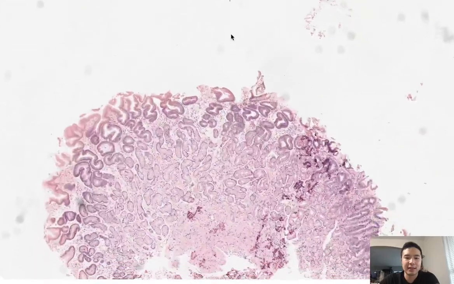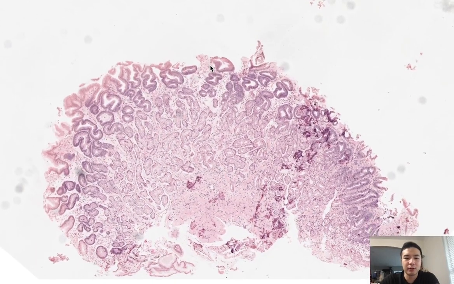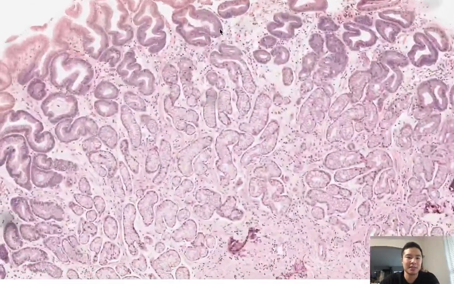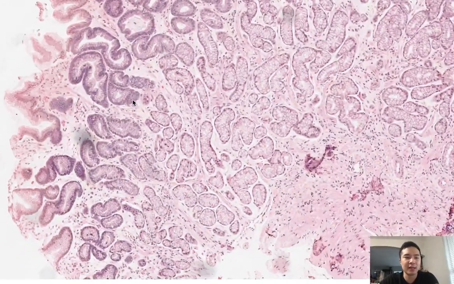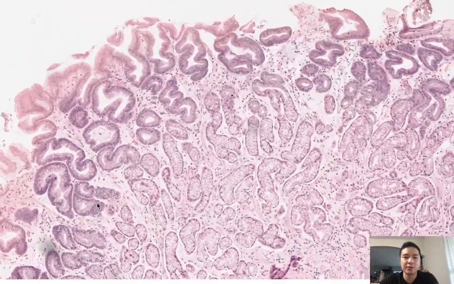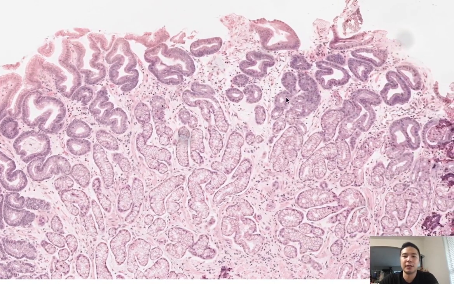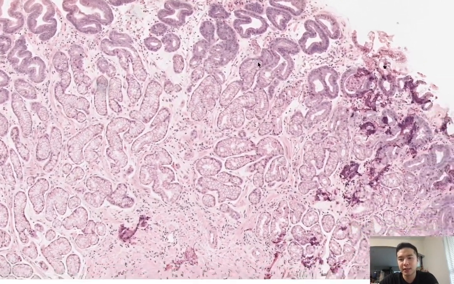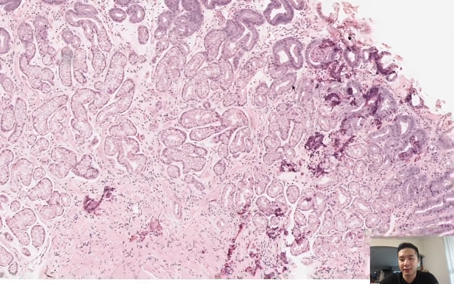And then to hammer in the point as well, reactive gastropathy is not specific for any one thing. You see it in NSAIDs use, AMAG, amyloid, portal hypertensive gastropathy, and gastric antrovascular ectasia.